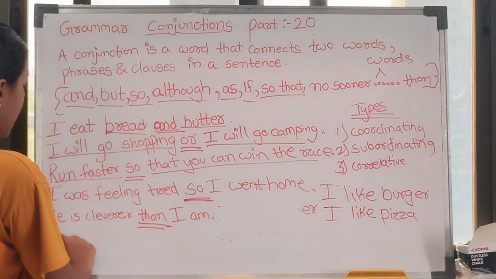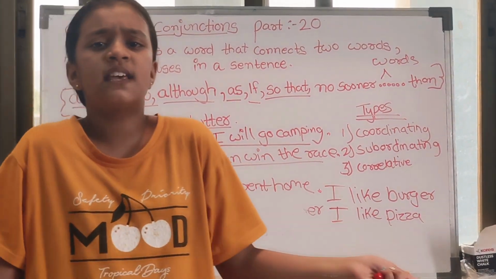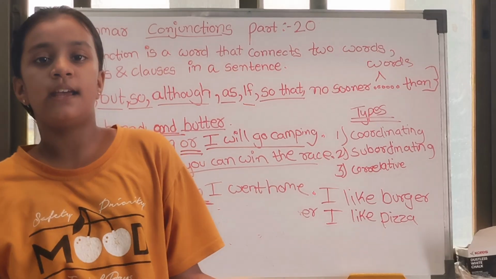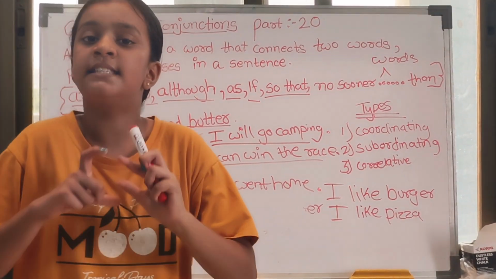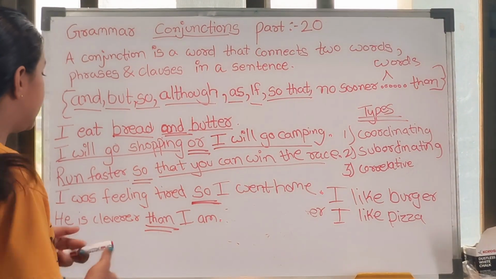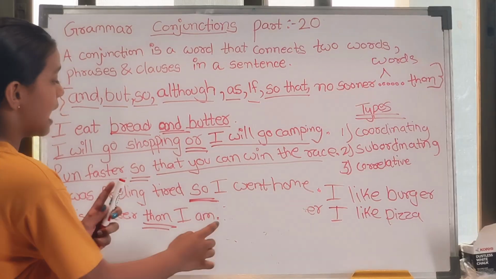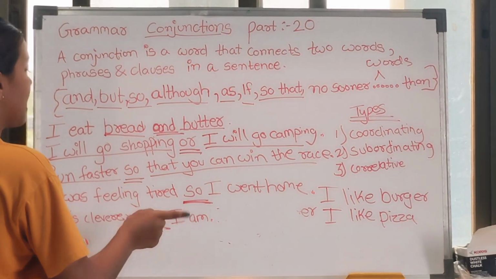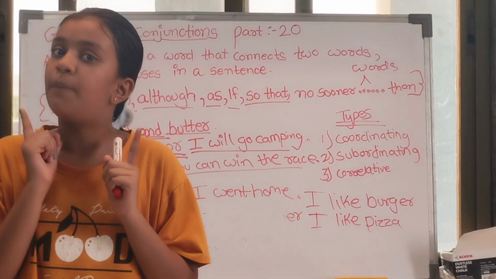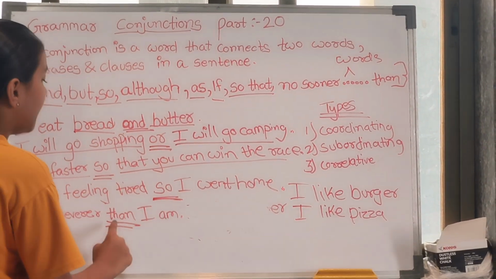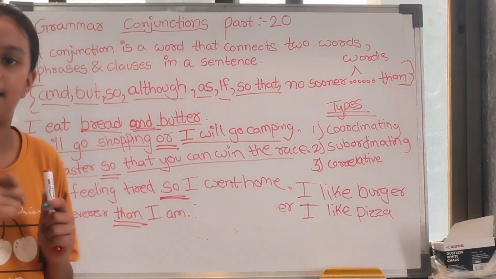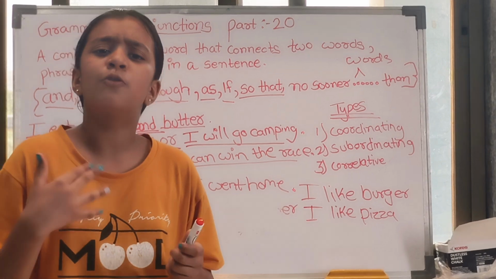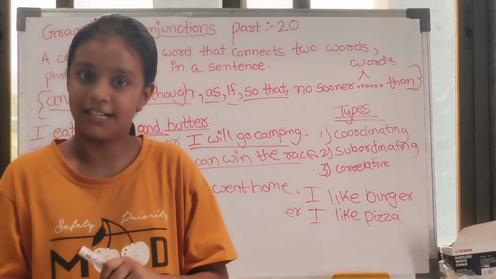Because if I write this, he is clever, there is no sense. What do you mean by he is clever? Nothing. It is not sensible. And if I write this, I am. What do you mean by I am? I am what? So that's why both of these are dependent clauses. They are dependent on the conjunction. Understood? So like this, some clauses are dependent on our conjunctions.